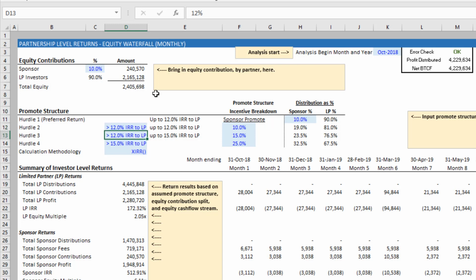So let's imagine that from a 12 to an 18, the sponsor receives a 10% promote, which results in a distribution to the sponsor of 19%, right? 10% promote plus the sponsor owns 10% of the partnership's remaining cash flow, or 10% of the 90%. In other words, the sponsor is distributed 19% in this first tier. Let's imagine a 20% promote above an 18, and then above a 25, the sponsor gets a 30% promote, or 37% of the distributable cash flow.